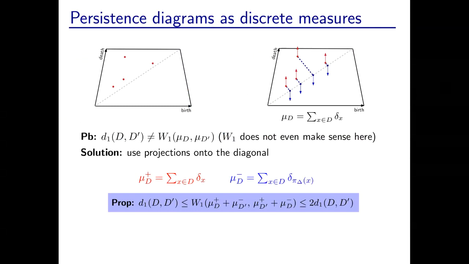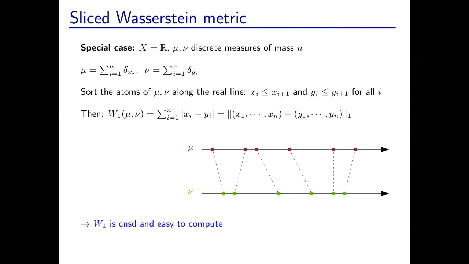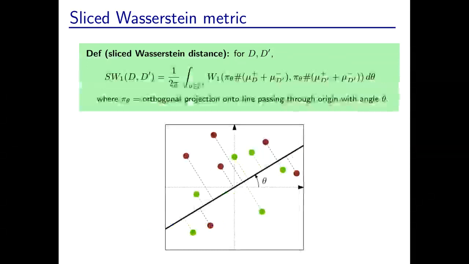Now, one last problem is that W in general is not CNSD, but there is a classic trick in optimal transport called slicing, relying on the fact that the Wasserstein distance computed on measures which are unidimensional, so measures of points sampled on lines, is actually CNSD, because the best ordering is given by sorting the points along the lines and matching the points according to this order. And if you do that, then the Wasserstein distance becomes the L1 distance between the corresponding vectors, which is CNSD.